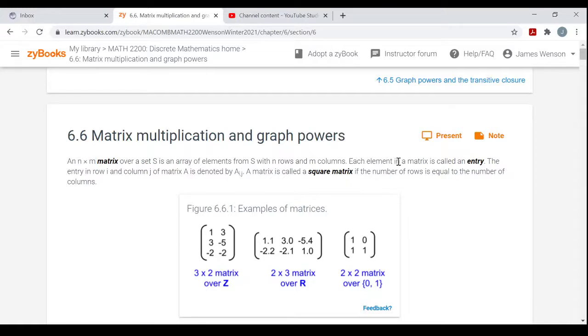Each element in a matrix is called an entry. The entry in row i and column j of a matrix called capital A is denoted by A with a subscript i comma j, or just sometimes ij. A matrix is called a square matrix if the number of rows is equal to the number of columns.